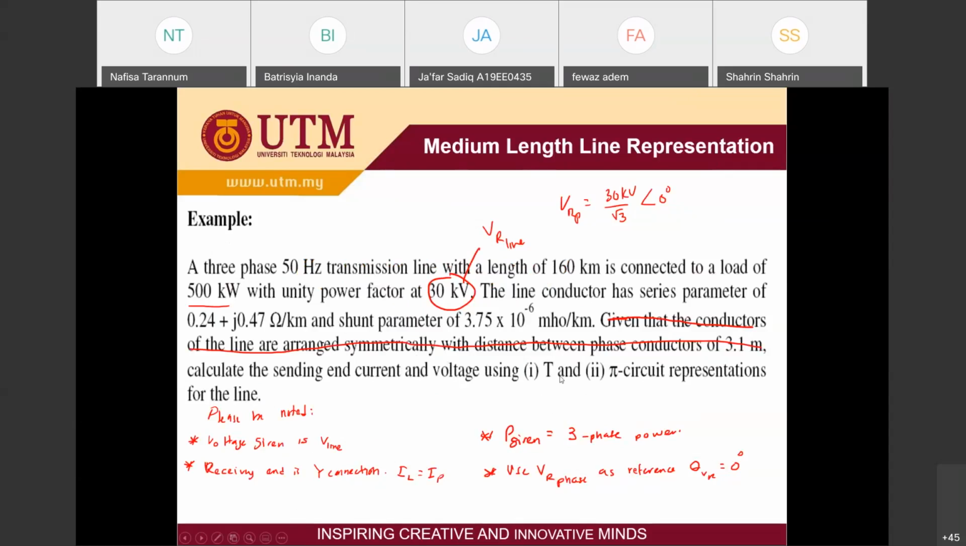If there are any questions before we dismiss. Okay, thank you. If there is no question, then we can dismiss and we can proceed with this example calculation first. Okay, thank you very much.